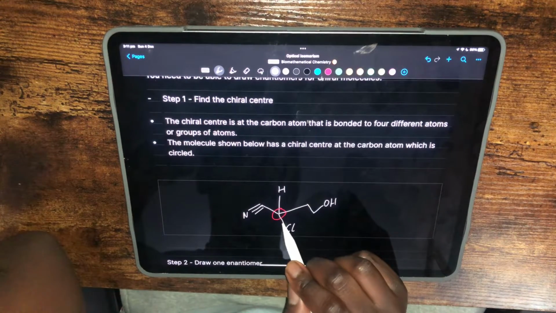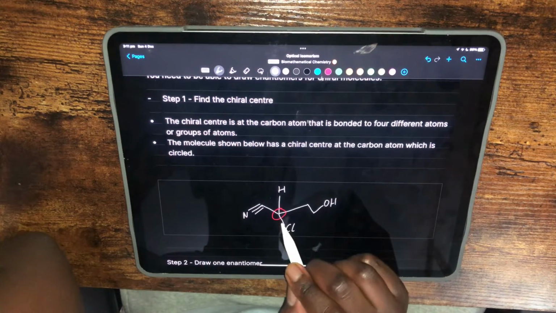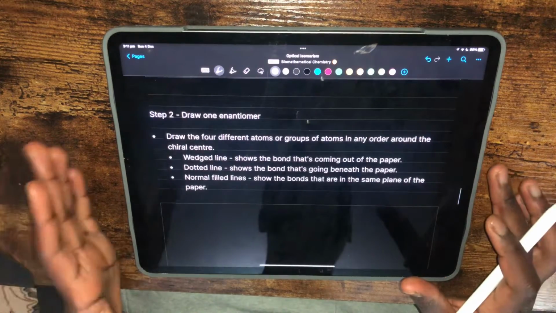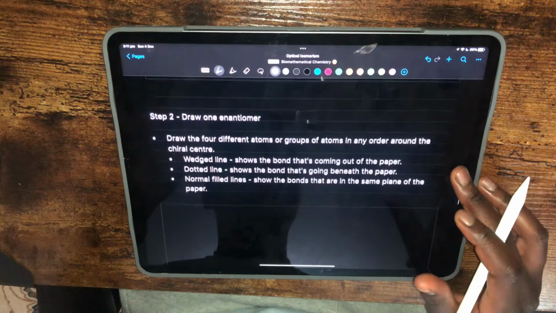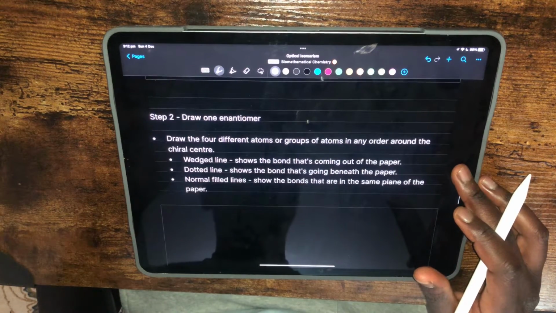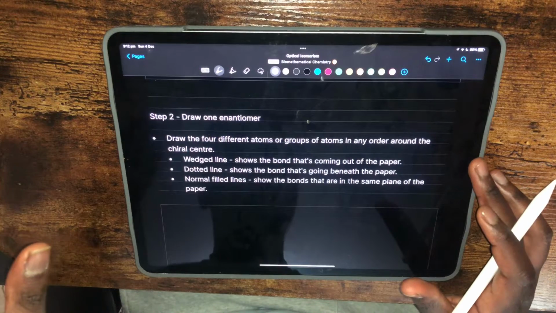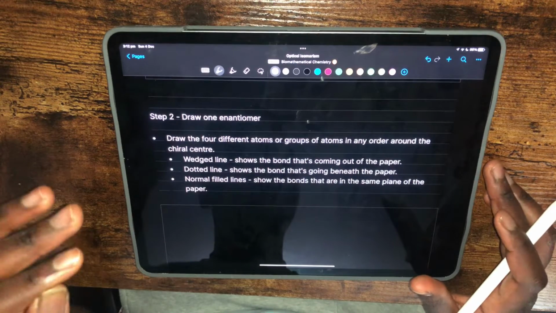One different substituent, two different substituents, three different substituents, four different substituents. That must be the chiral center. Once you've done that, you draw one enantiomer. So draw the four different atoms or groups of atoms in any order around the chiral center. Remember to have the wedge line showing the bonds that are coming out of the paper, dotted lines showing the bonds that are going beneath the paper, and normal filled lines showing the bonds that are on the same plane of the paper.